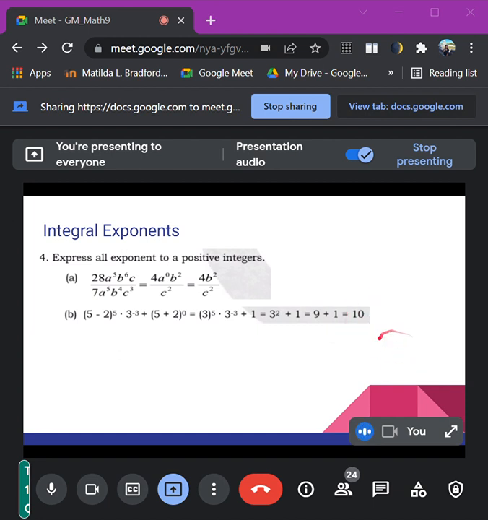Okay? So that is how you are going to simplify integral exponents. So we have now applied the positive, the negative, and the zero exponents.